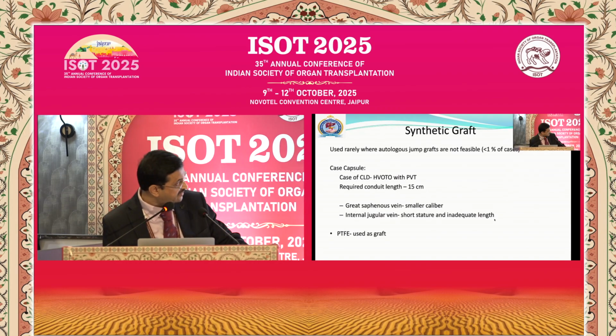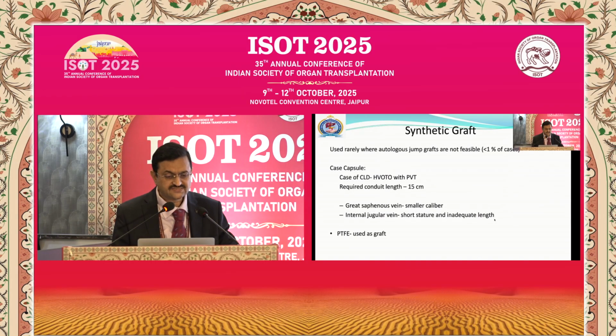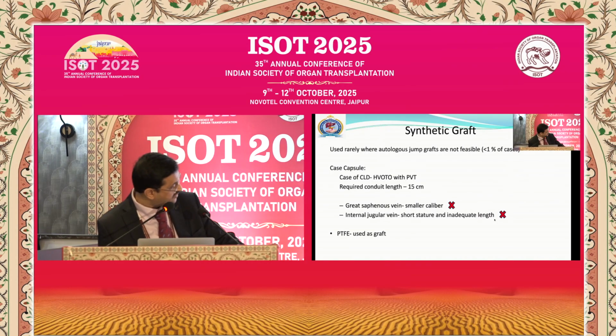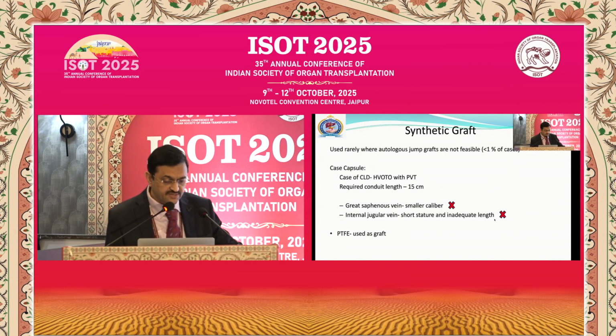a case where, in the last 18 odd years, this is the first time we ever had to use a synthetic graft, because we had a case of CLD with Budd-Chiari syndrome, short statured. We required a good length of the portal vein. Unfortunately, the portal vein was not suitable to be used.